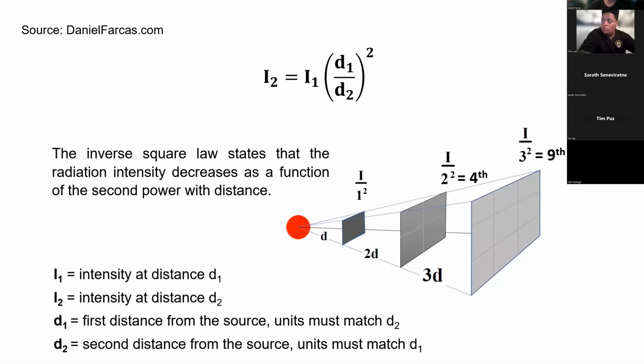This first equation is known as the inverse square law, which states that the radiation intensity decreases as a function of the second power with distance. This law can be found in various areas of physics. As you can see in the animation, if you double the distance from the source, the radiation intensity is reduced to 1/4 of its original value. If you triple the distance, the intensity becomes 1/9 of the original value, and so on.